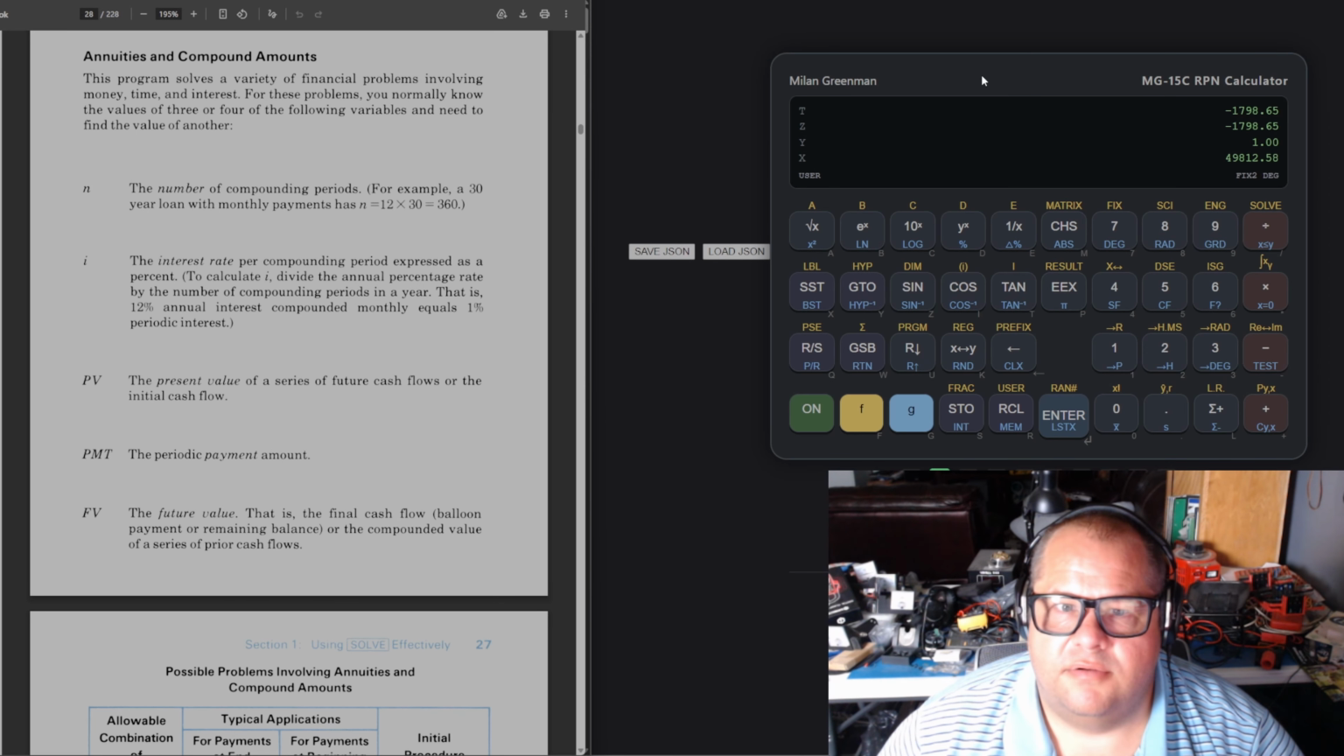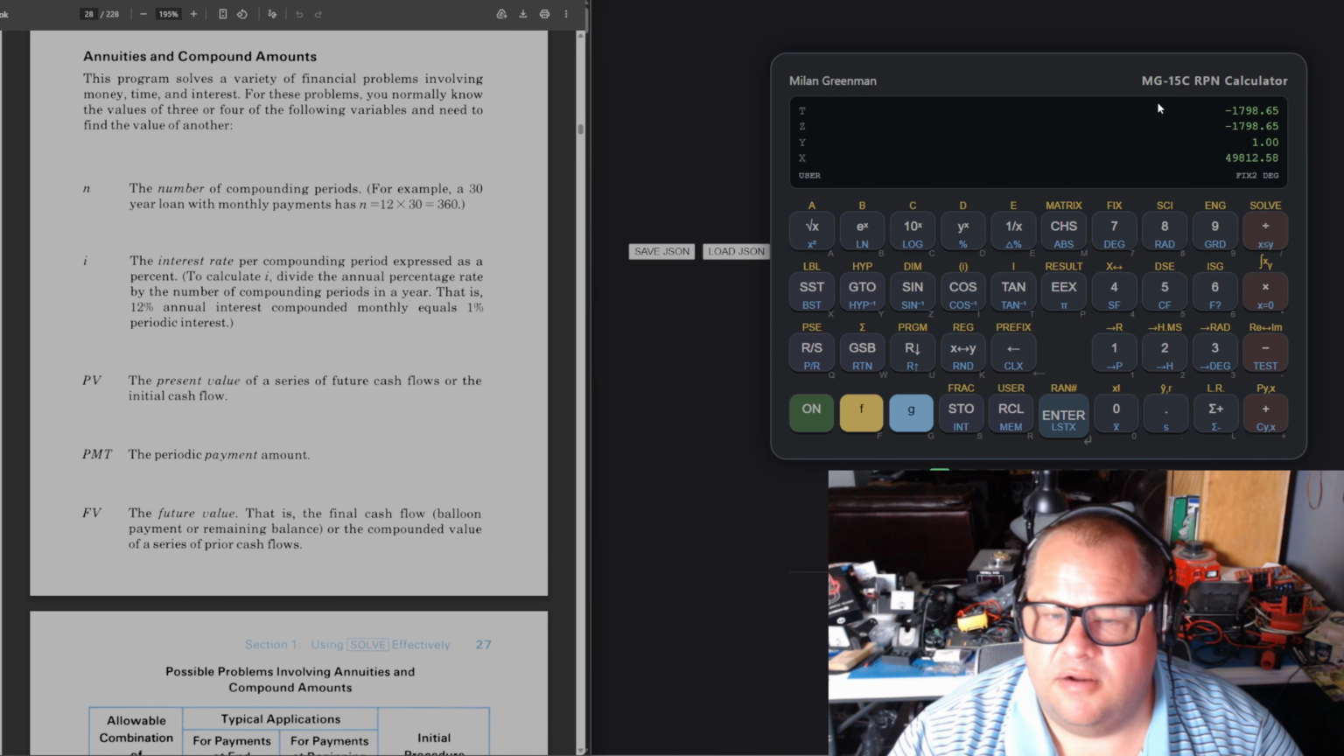And that is how we can run the annuities and compound amounts found in the HP15C Advanced Function Handbook on the MG15C RPN calculator emulator.